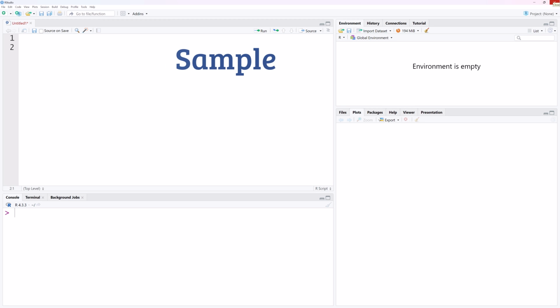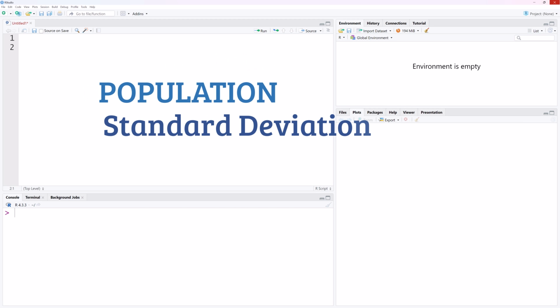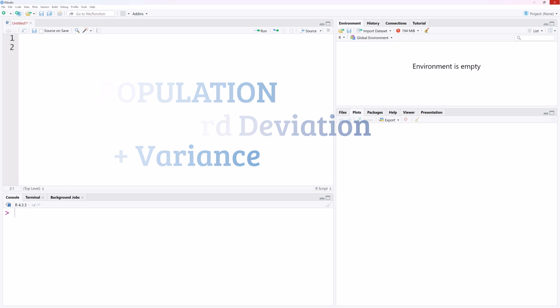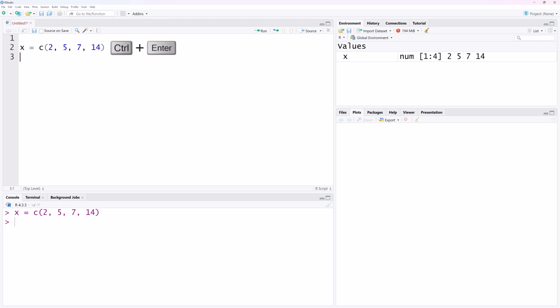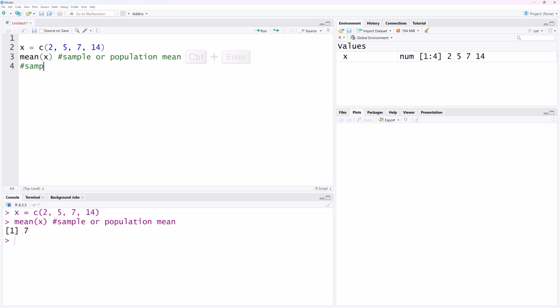Today I'll be calculating sample and population standard deviation with variance in R. Suppose we have this dataset X consisting of 2, 5, 7, and 14. Control Enter. We can find the sample or population mean by using mean(x). Control Enter. For the sample variance, we use var(x). And for the sample standard deviation, the function is sd(x).